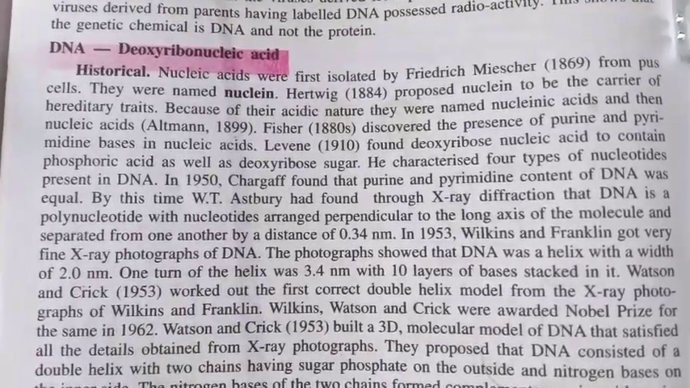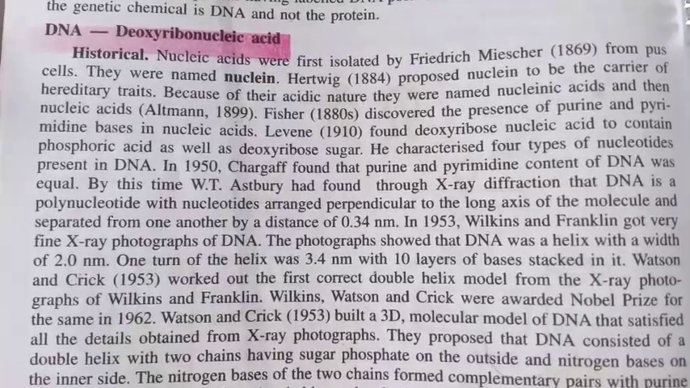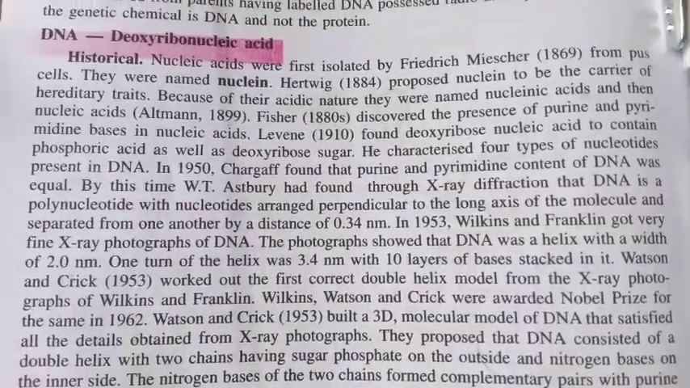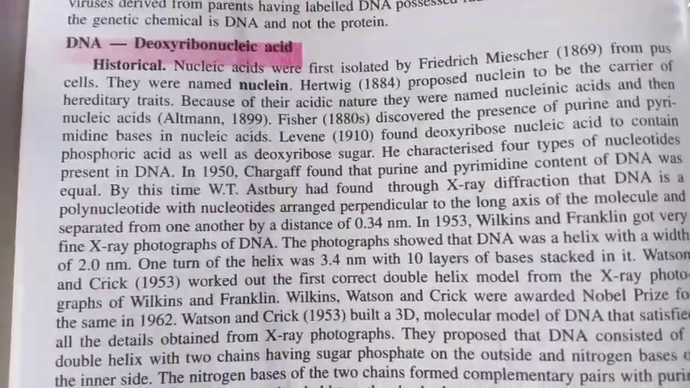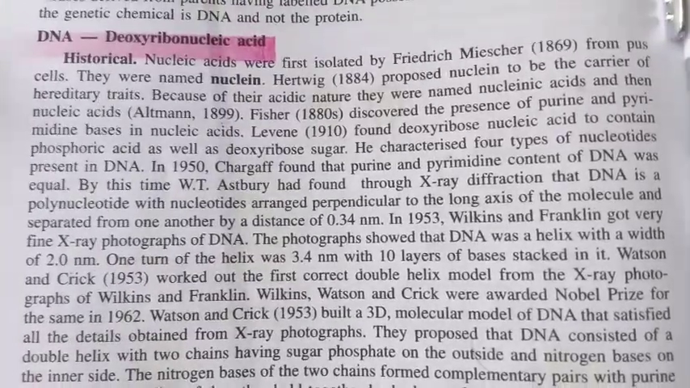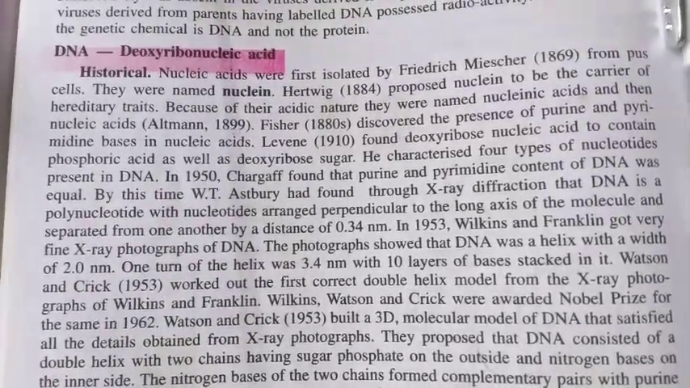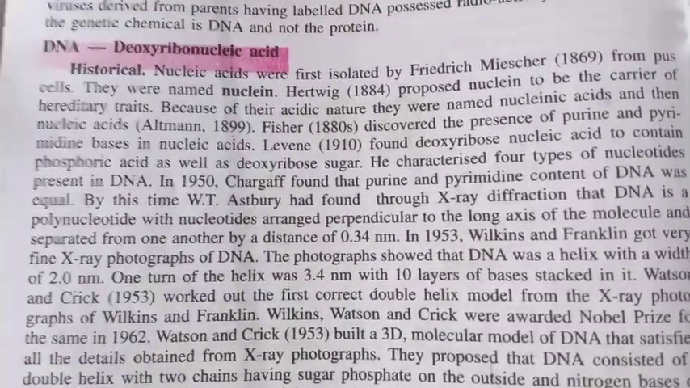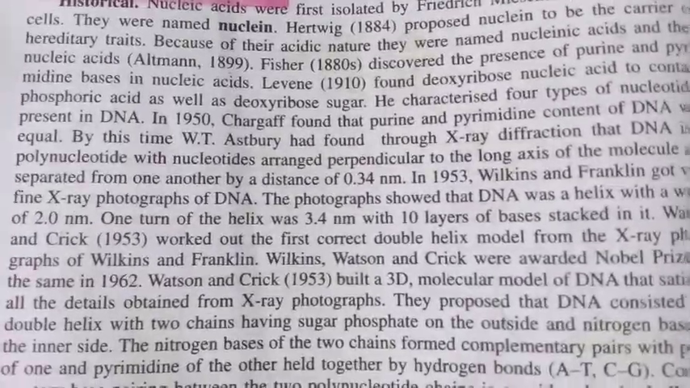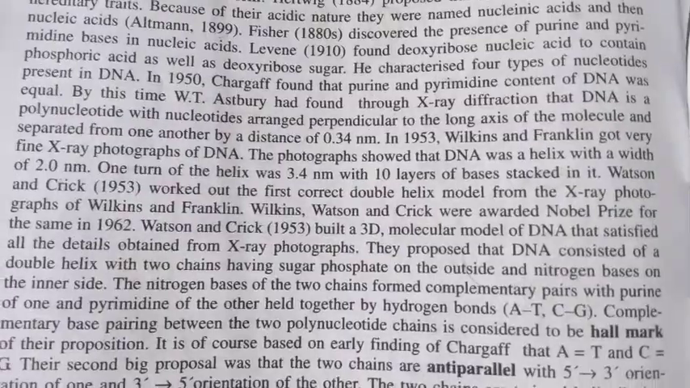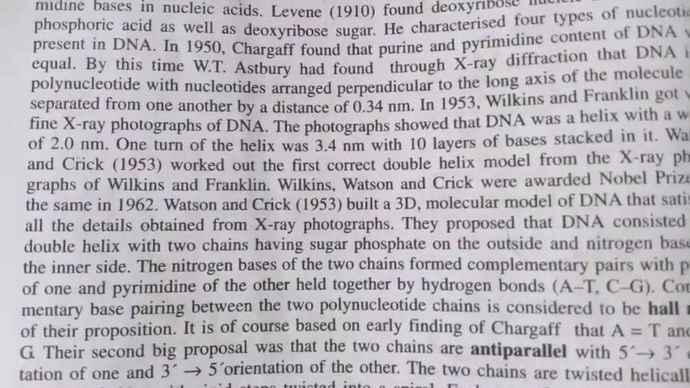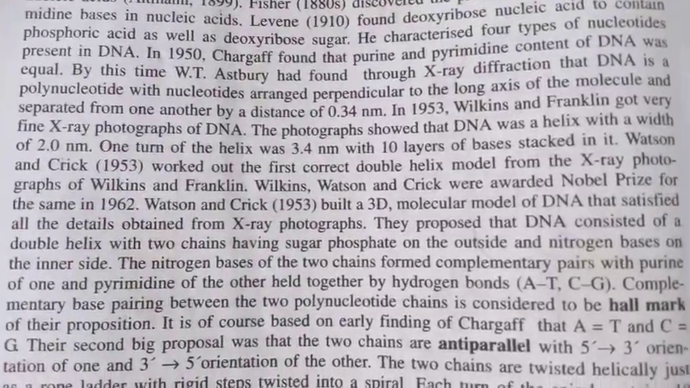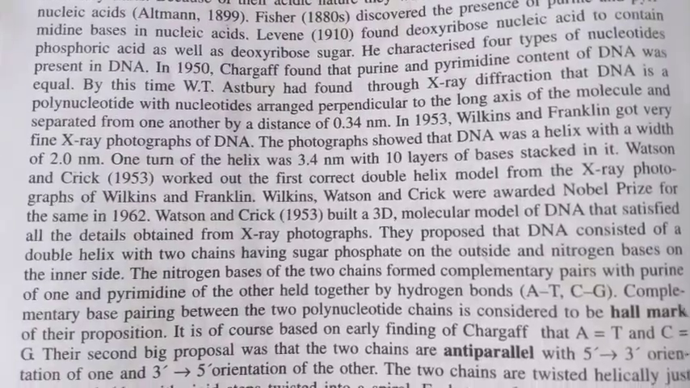In 1953, Wilkins and Franklin got very fine X-ray photographs of DNA. The photograph showed that DNA was a helix with a width of 2 nanometer, and one turn of the helix was 3.4 nanometer with 10 layers of the bases stacked in it. Then Watson and Crick, 1953, worked out the first correct double helix model from the X-ray photographs of Wilkins and Franklin. Wilkins, Watson, and Crick were awarded the Nobel Prize for the same in 1962.